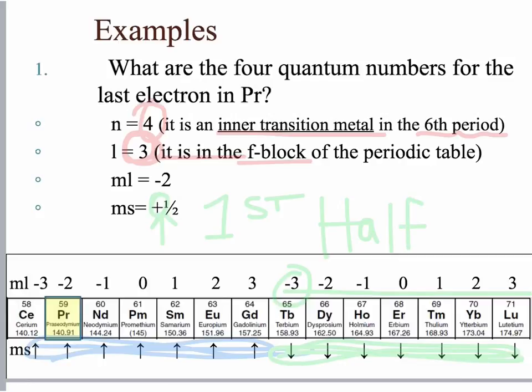M sub L, I don't know why, this always is the trickiest number. You're just counting -3, -2, and so that's why this is going to be -2 here. Sorry, I wasn't reading that correctly. That's what you're going to get for that one. So these are the 4 quantum numbers for that one.